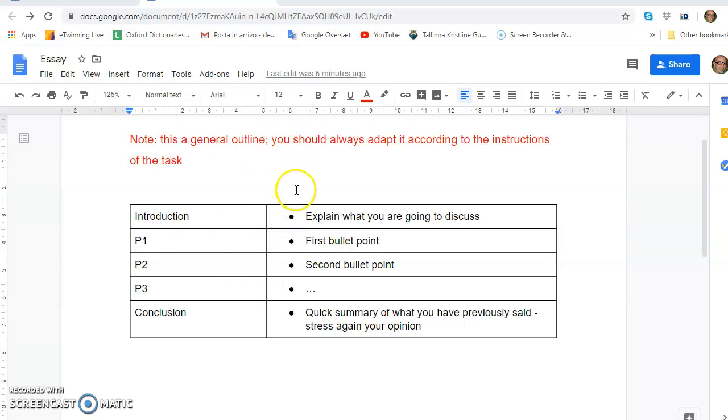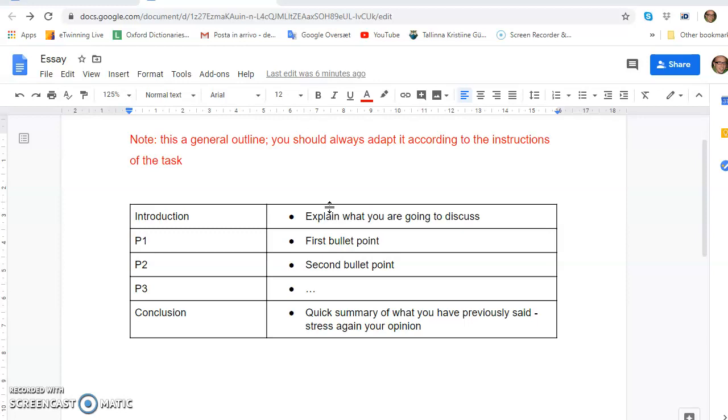Alright, now let's have a look at the table I put here. As you can see, the structure is quite simple. We have an introduction in which you explain what you are going to discuss. After the introduction, you have paragraphs, and the number of paragraphs depends on the number of questions that you will read in your instructions. What is important is that for each question, you need to create a separate paragraph, and the information contained in paragraph 1, for example, cannot be repeated in paragraph 2 or onward.